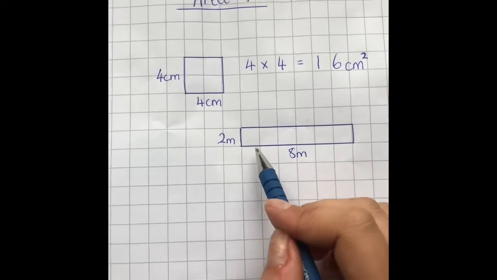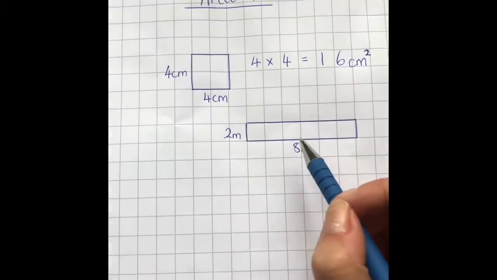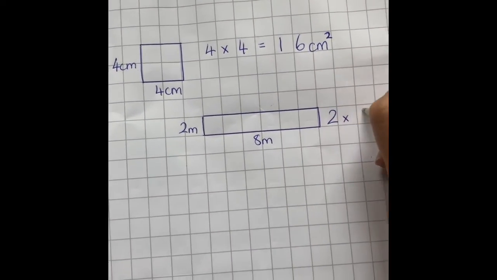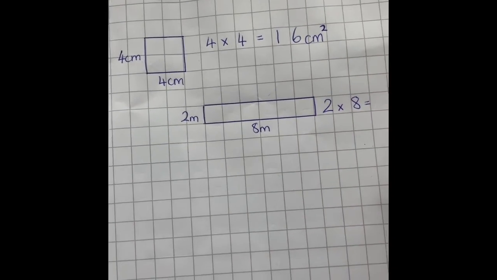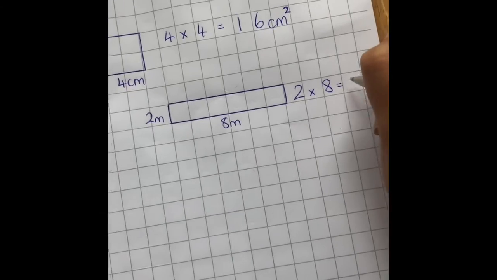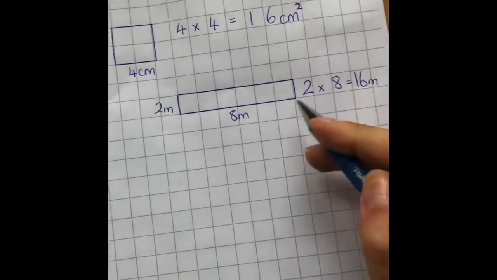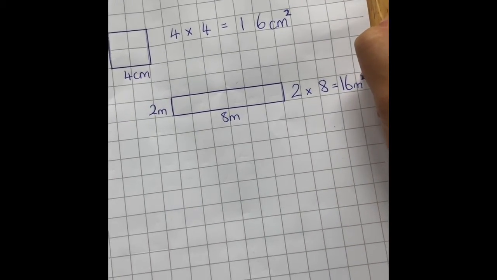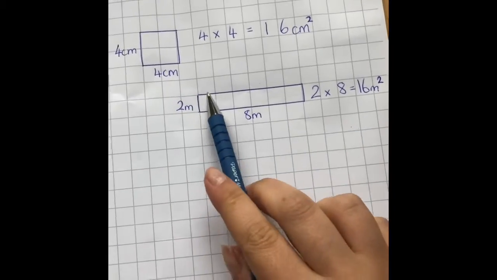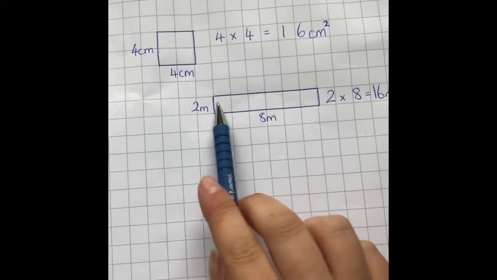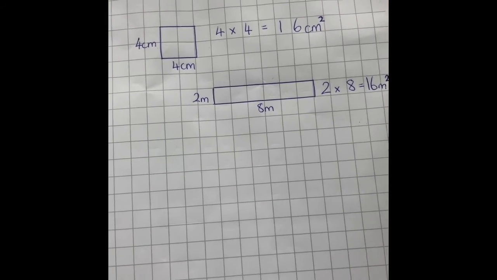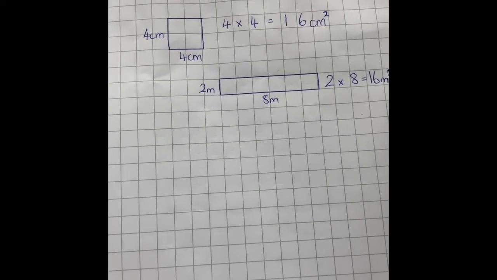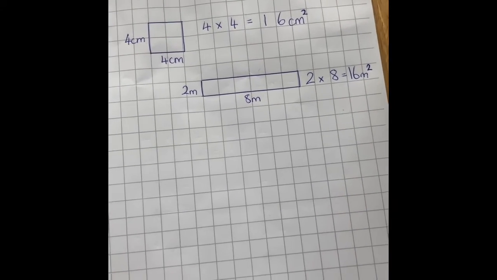Here we are going to again do width times height, so I know that is going to be 2 times 8, which again, funnily enough, is going to be 16 metres, and then I need to remember, because I'm talking about area, it's squared. So I'm going to have my little 2 to show that it is the quantity inside my 2D shape. But we're not always going to be working out the areas of just squares and rectangles. So next I'm going to show you a rectilinear shape.